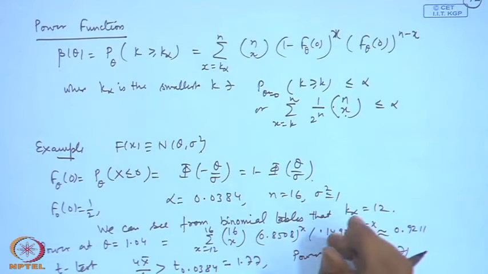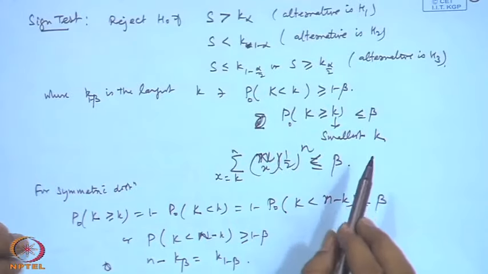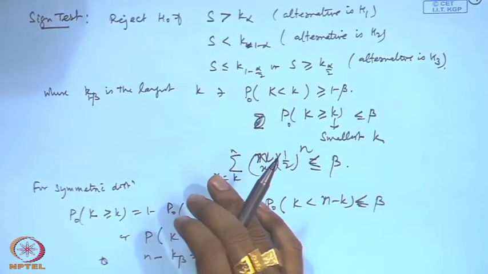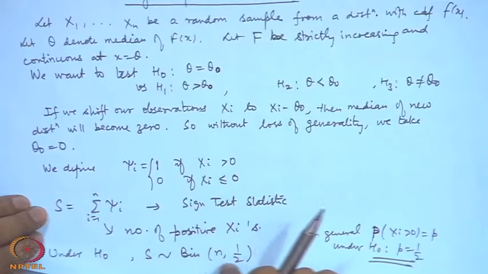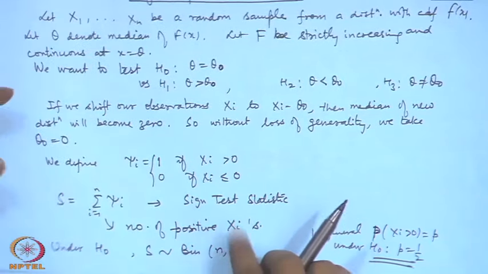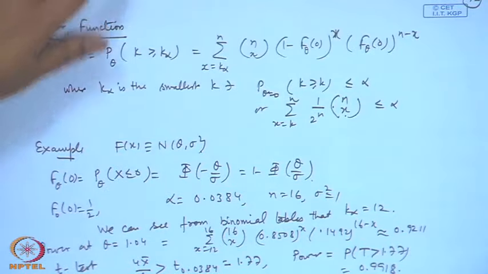Another thing is that asymptotically also we can use this sign test, because we are saying S follows the binomial distribution. This binomial distribution asymptotically becomes a normal distribution. So, one can actually use this also. In both the cases the results can be obtained, and the cutoff point, the critical point and the power of the test can be easily calculated.